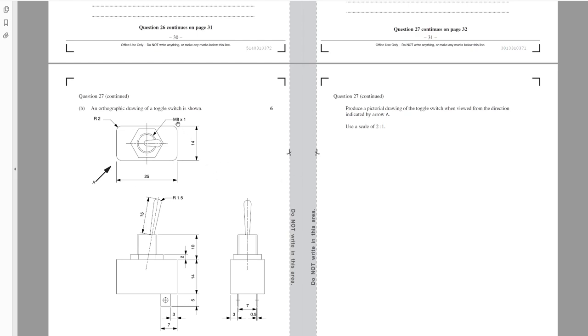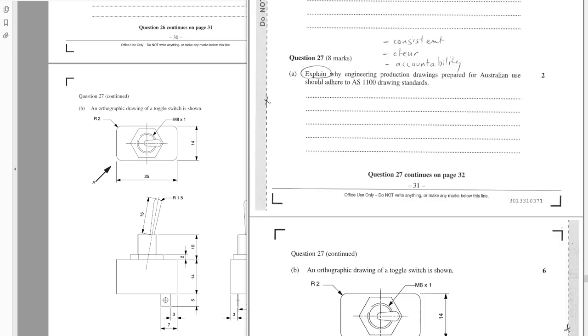It means we can look at things like M8 times 1, and we know exactly what they're talking about. Okay, so first we know that it's a scale of 2 to 1, which means it's going to be twice the size of the dimension shown. And let's have a look at my answer.